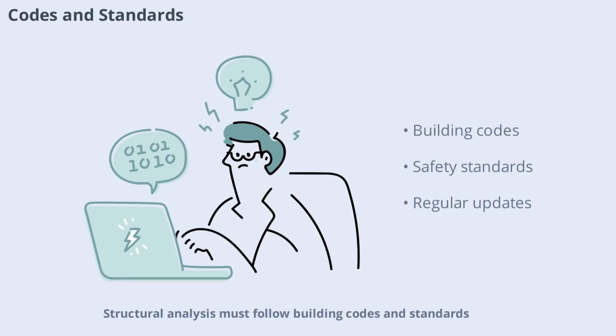Structural analysis must follow building codes and standards. These regulations set minimum requirements for safety, materials, and design. By adhering to codes, engineers ensure their structures meet legal and safety expectations. Codes are regularly updated to reflect new knowledge and technology.